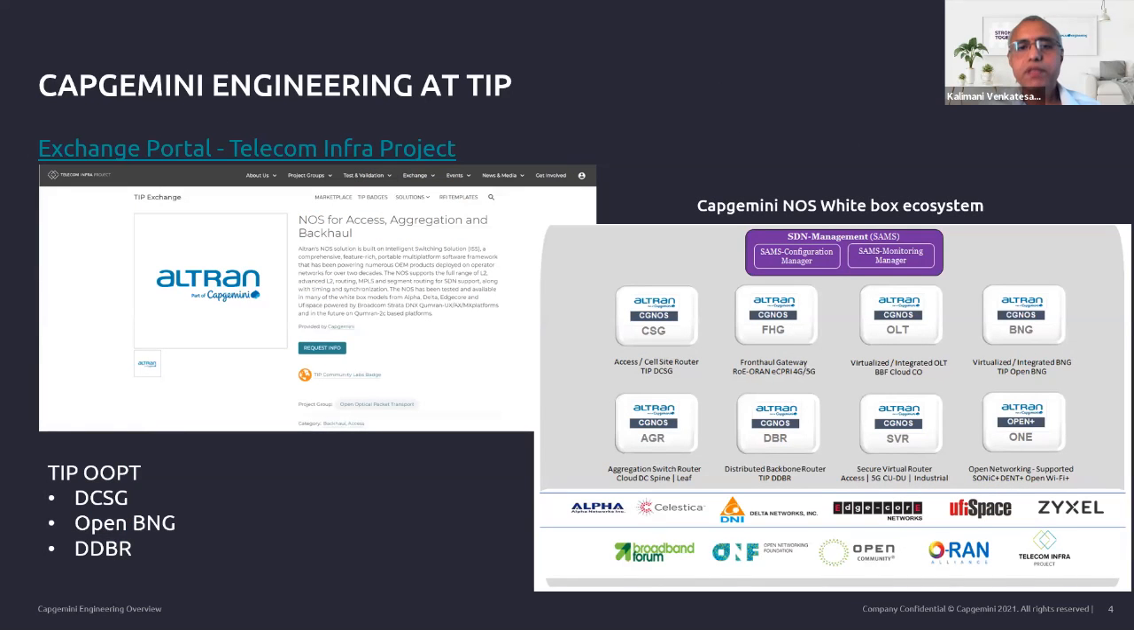A quick look at our involvement with TIP. We have been one of the founding members of TIP, starting from the Open RAN and later with the OOPT groups. We brought in our NOS for the DCSG in November 2019 and have increased our participation in other groups such as the Open BNG and the DDVR. Our NOS supports the requirements for a wide range of network scenarios, starting from the sub-access and access routers, like the DCSG, the fronthaul with CPRI and radio over Ethernet, fixed access scenarios with the OLT and BNG, the aggregation and core. The NOS also supports secure virtual routers for industrial and telcos, as well as our supported open source edition with SONiC Plus. All this is possible thanks to our rich partner ecosystem and their strong and continued support in making this happen.